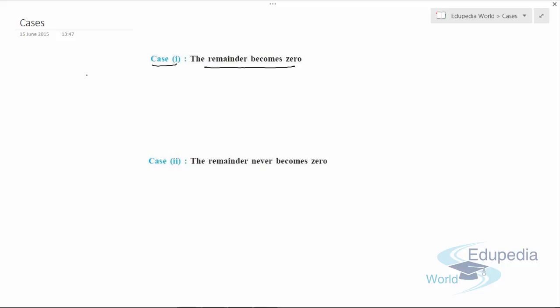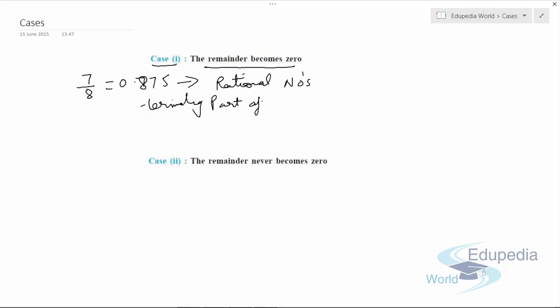We have seen in the previous example that when we divide 7 by 8, the number comes out to be 0.875. So we can clearly see that the remainder is 0. So these types of numbers are known as rational numbers. Rational numbers. Why? Because they have a terminating part after the decimal. So they are rational numbers.